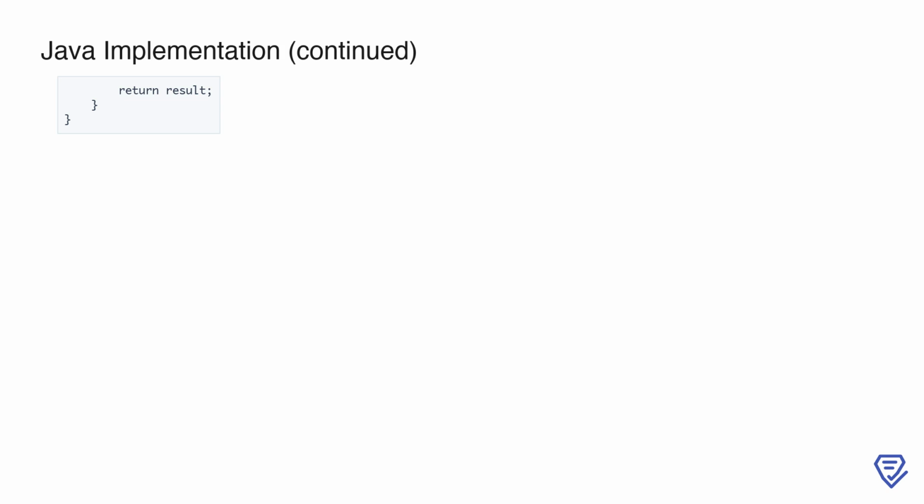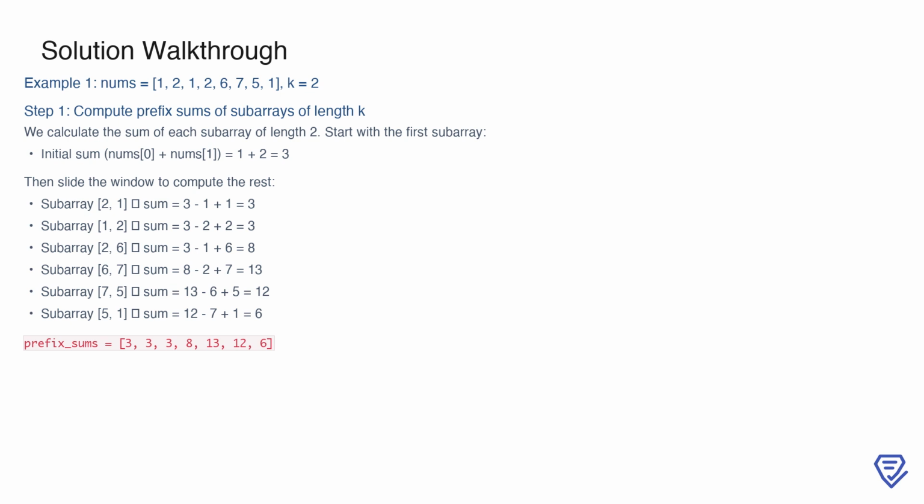To solve the problem, we start by calculating the prefix sums of all subarrays of length k. In this example, k is 2, so we calculate the sum of the first subarray, which is nums[0] plus nums[1], giving us 3.